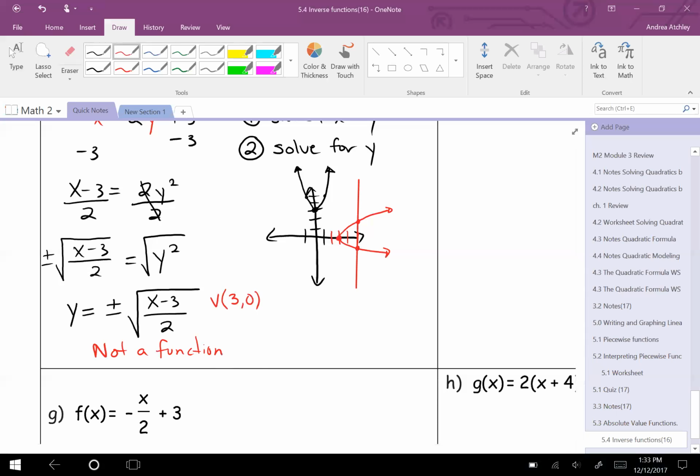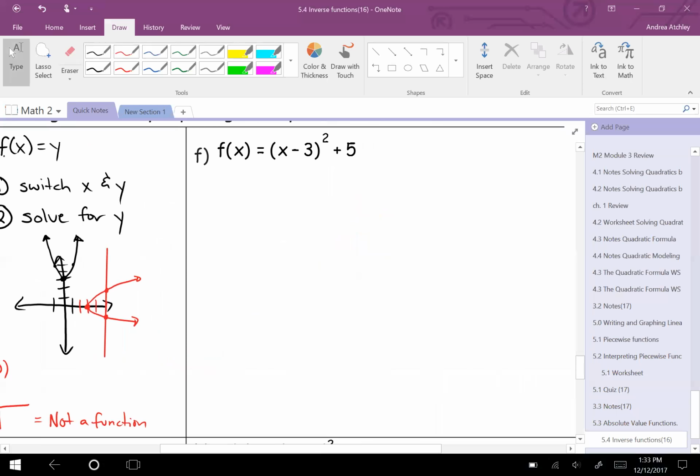Since you don't know how to graph this, and we're not going to really graph this every single time, you just need to know that if it has a plus or minus square root, it's not a function, because it'll have 2 values for y for an x. You can't have that. Any questions over that?